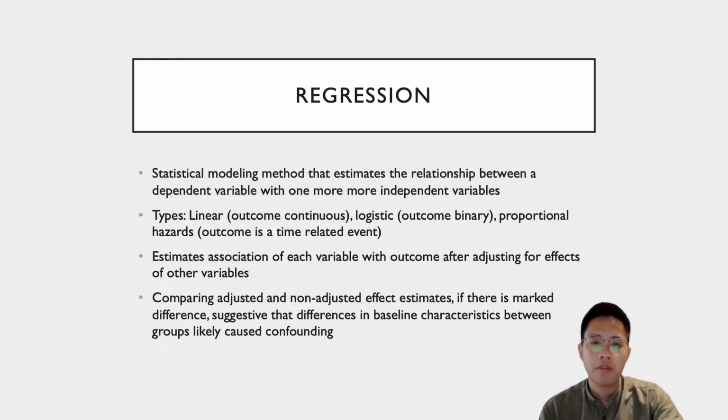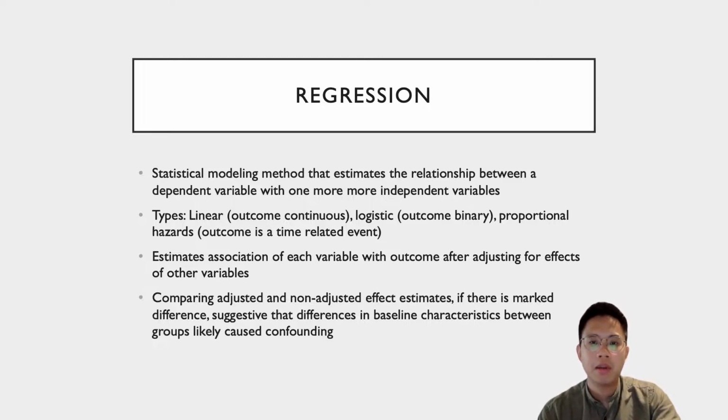There are different types of regression models depending on the types of outcomes you're looking at. For continuous outcomes, you use linear regression. For binary outcomes, you use logistic regression. And for outcomes that occur in a time-related fashion, we use proportional hazards regression models. What the regression model does is estimate the association of each independent variable that is plugged in with the outcome, after adjusting for the effects of the other variables.